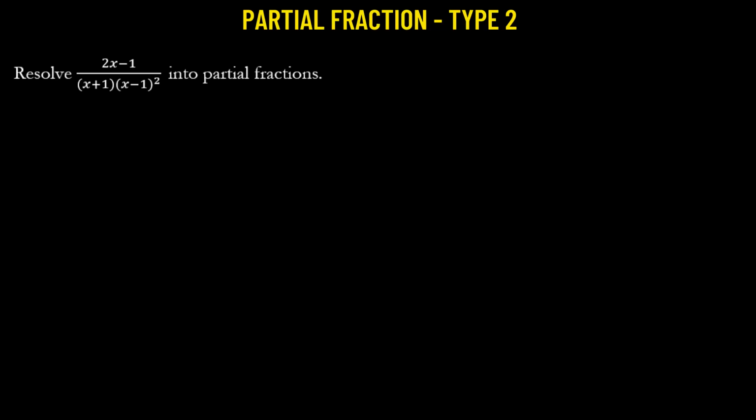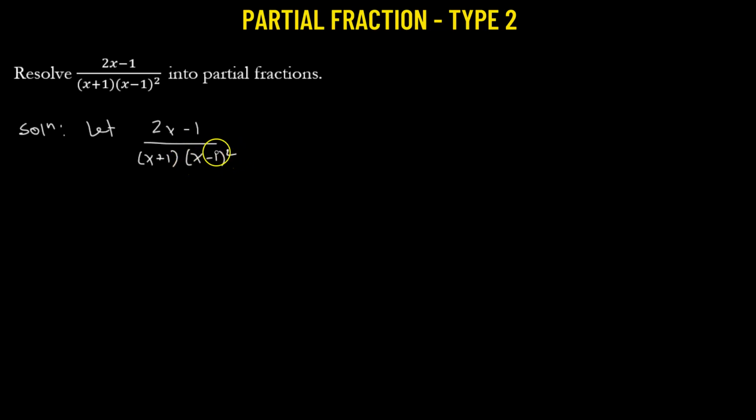In this problem, we are given a rational fraction and we need to resolve it to partial fractions. So let's begin. First, we will suppose that our given rational fraction is 2x minus 1 divided by x plus 1 multiplied by x minus 1 whole squared.